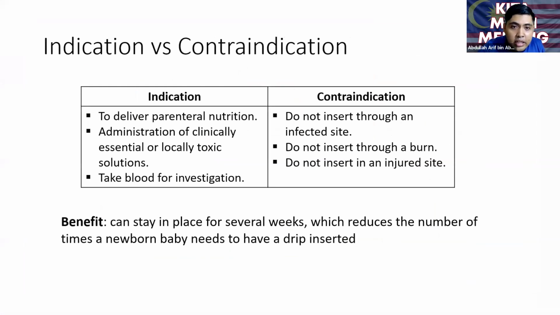So this is the indication for PICC versus contraindication for PICC. Indication: to deliver parenteral nutrition, TPN. Why? Because TPN can irritate the vein. When we infuse TPN through a peripheral vein, as the doctor mentioned just before, it can irritate the vein.